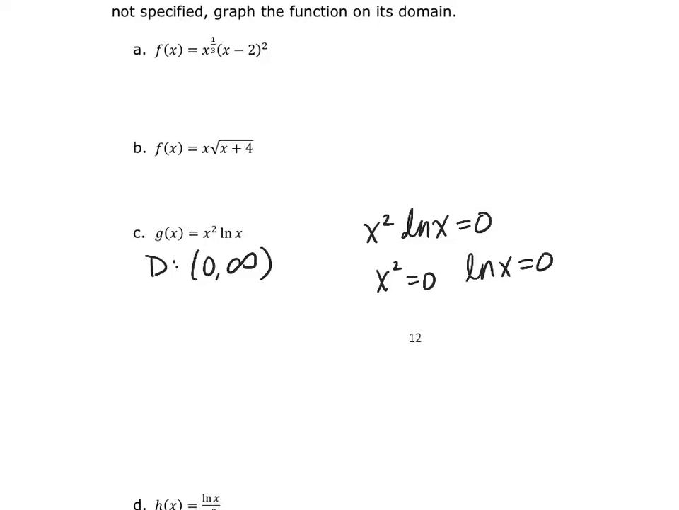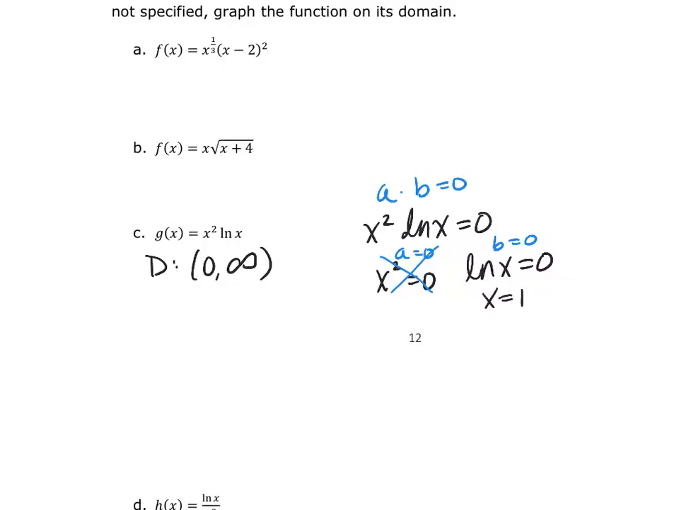The first part is, and what I'm using is this rule that says a times b is equal to 0. That means either a equals 0 or b equals 0. Those are your two choices. So if a equals 0, then it's not in my domain because I said that it couldn't equal 0. So the only one I really have to worry about is the natural log of x is equal to 0. Well, the natural log of x is equal to 0 when x is equal to 1.